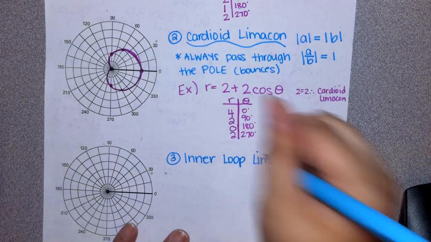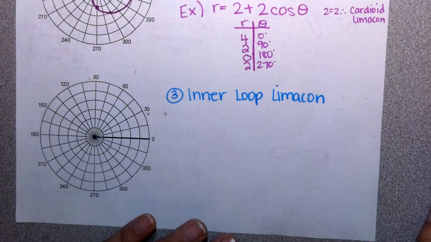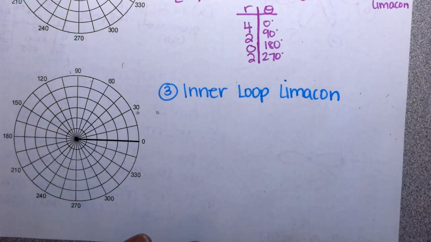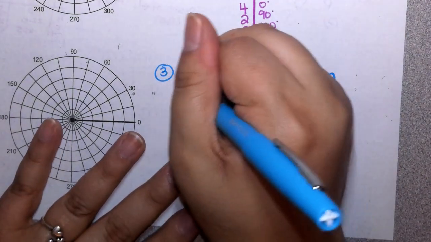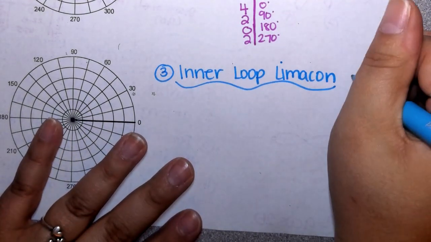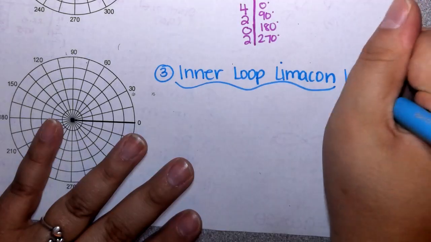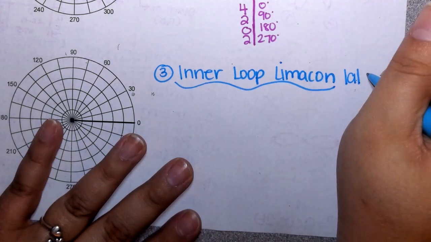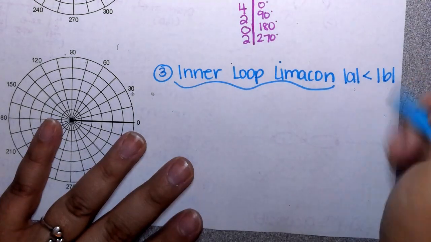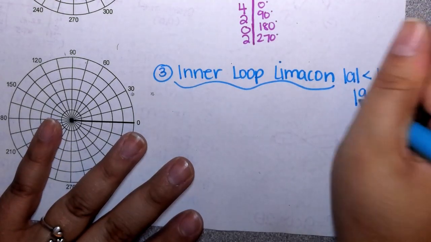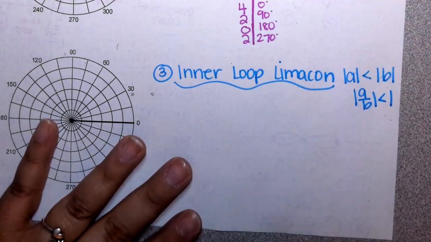Inner loop, how do you know if it's an inner loop, limaçon? A is less than B. And the way I remember this is it has the word inner. The inner number is bigger than the outside number. So the absolute value of A is less than the absolute value of B. Or A divided by B is less than 1.